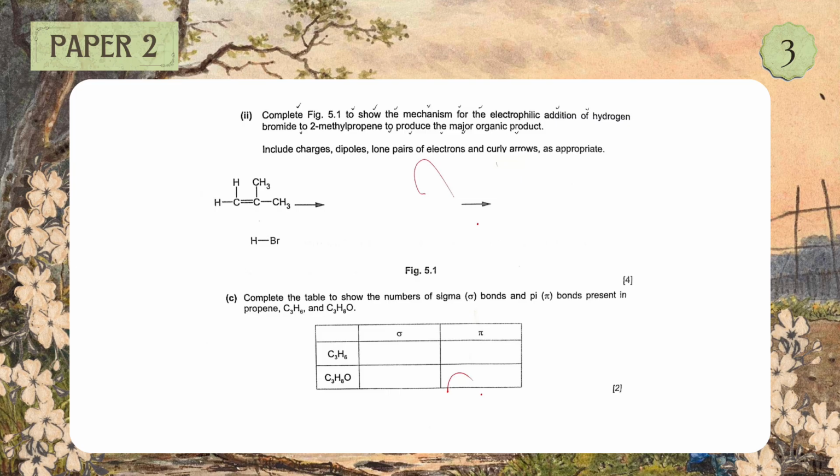So for 3C, C3H6, the sigma bonds are 8 and pi is 1. Every single bond is a sigma bond. The double bond contains one sigma bond and one pi bond. C3H7OH has 11 sigma bonds and 0 pi bonds. There are only single bonds in the alcohol, so all bonds are sigma bonds.